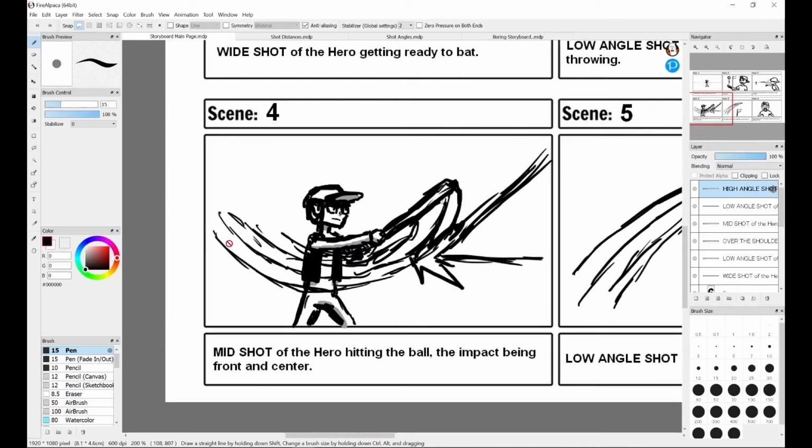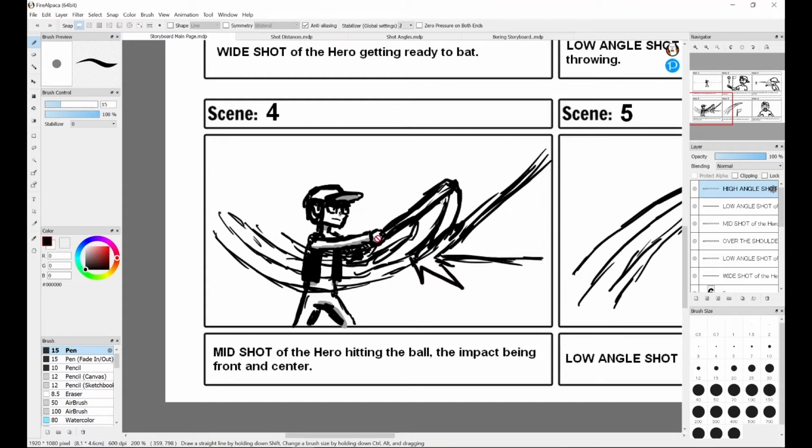Then the next shot, it's a mid shot where the hero hits the ball, and that's because you want everything that's important to be front and center. So where the ball gets hit by the bat, that's right in the center, and the bat and the ball, they'd get very up close as the impact happens, and it gets hit.